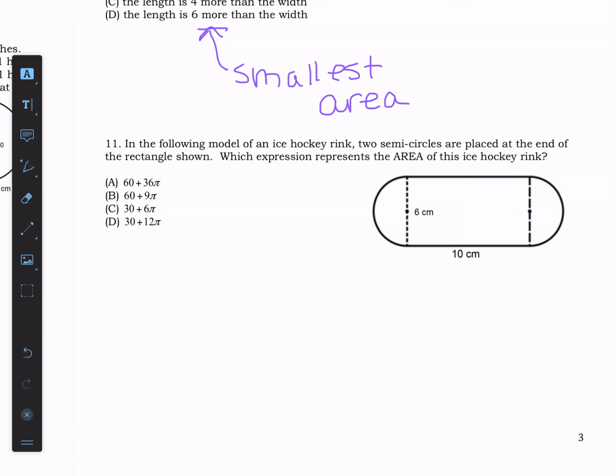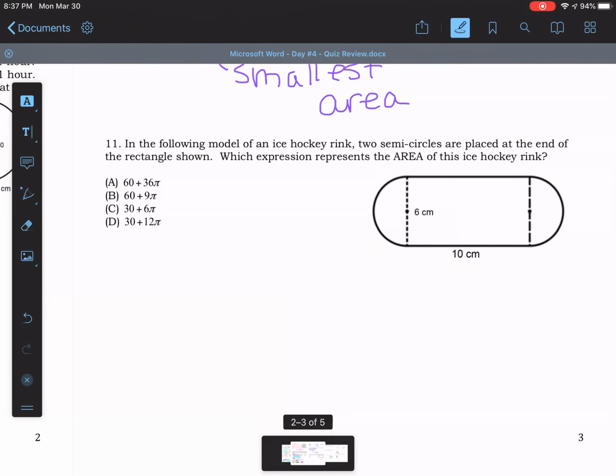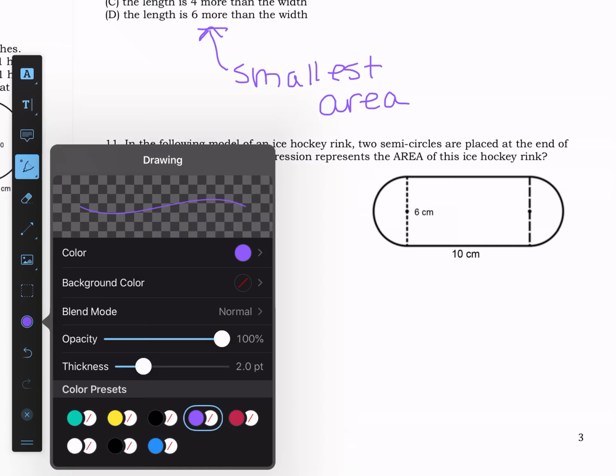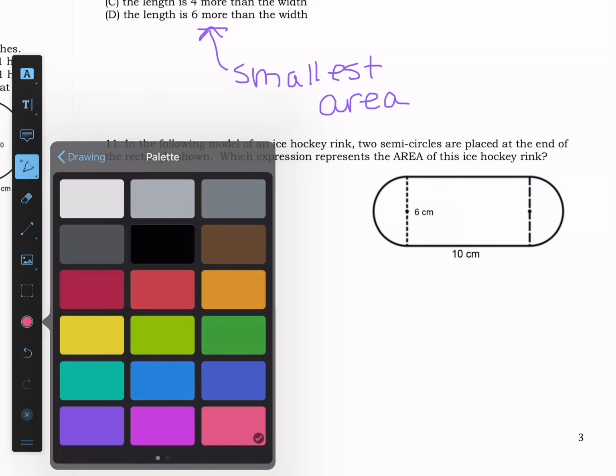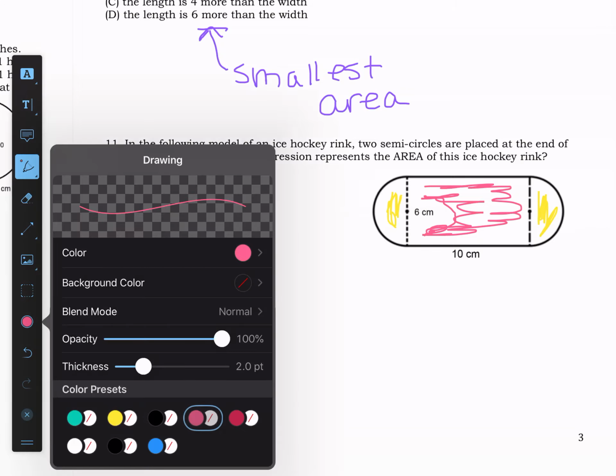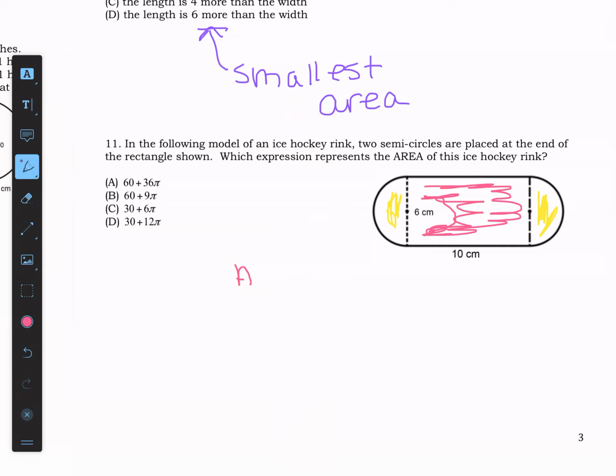In the following model of an ice hockey rink, 2 semicircles are placed at the end of the rectangle shown. Which expression represents the area of this ice hockey rink? Okay, so in order to figure out this area, we need to first figure out the area of the rectangle, what I'm shading in pink. And then after that, we need to figure out the area of these 2 semicircles. Okay, so let's first figure out the area of our rectangle. So the area of our rectangle is equal to 6 times 10, which is equal to 60.